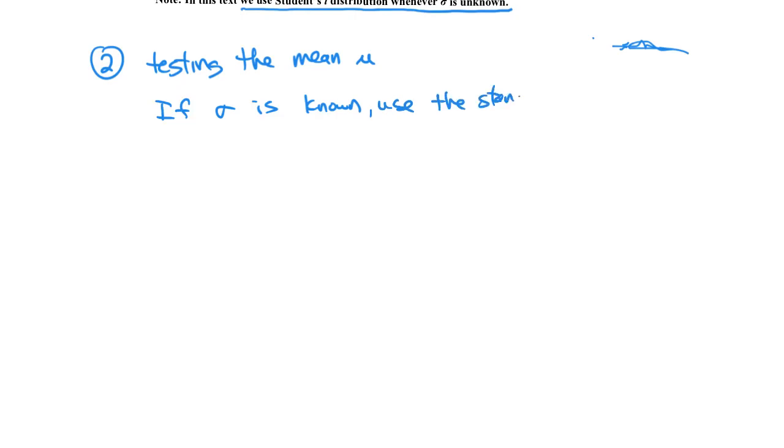We're testing the mean mu. So we got some sort of hypothesis test. Sample size is greater than or equal to 30. So we just need to know, are we going to use the normal curve? Are we going to use standard normal distribution or student's t? So this is an important point that we just talked about. If sigma is known, use the standard normal distribution.